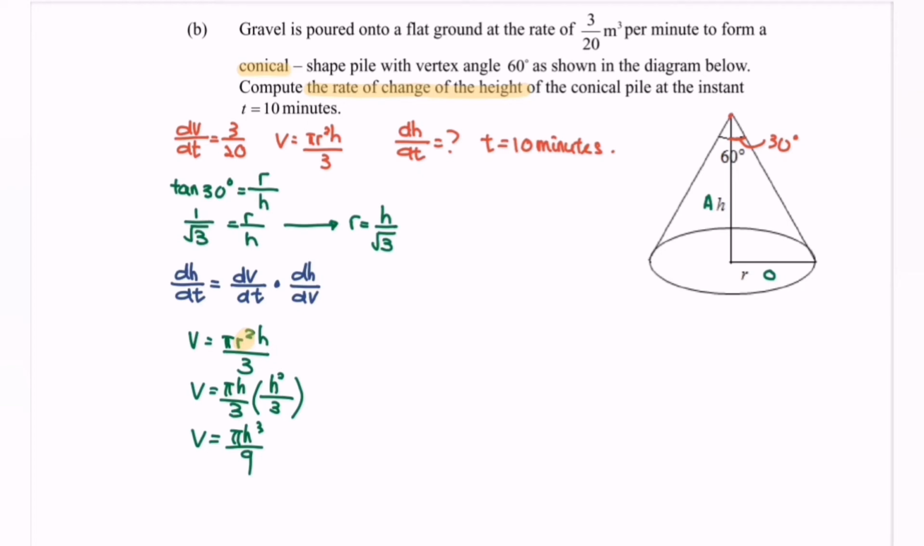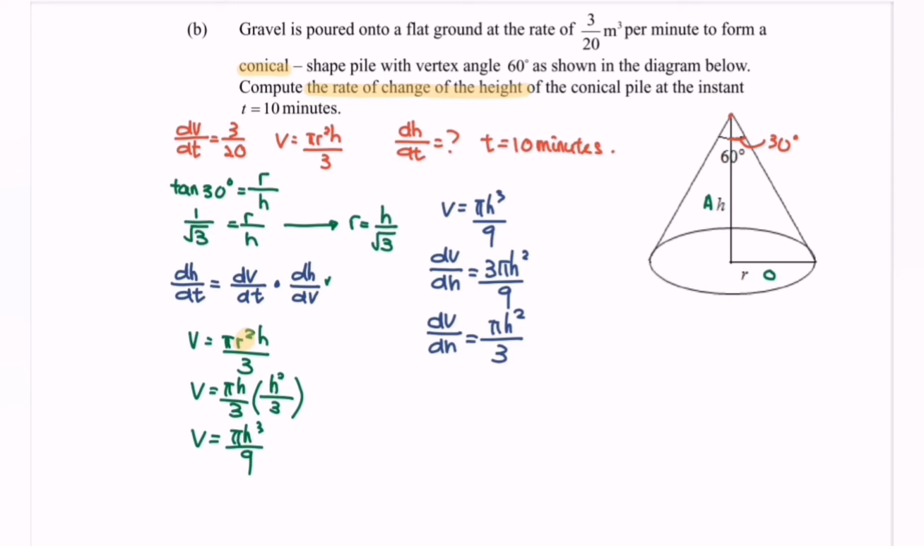Next, we need to differentiate to find dV/dh. Here we are going to differentiate with respect to h. V is equal to pi h cubed over 9. Differentiate V with respect to h, so we will have 3 pi h squared over 9. Finally, simplify the situation, dV/dh is equal to pi h squared over 3.